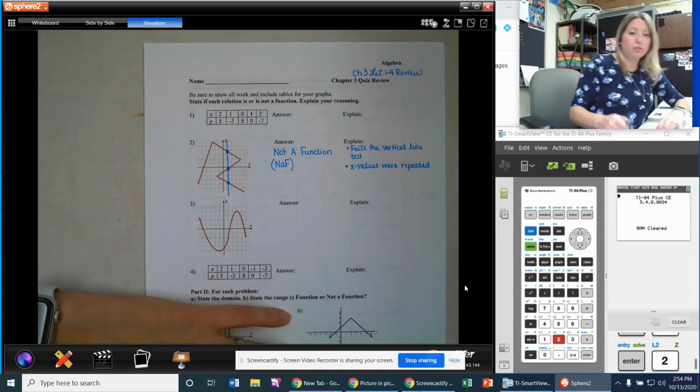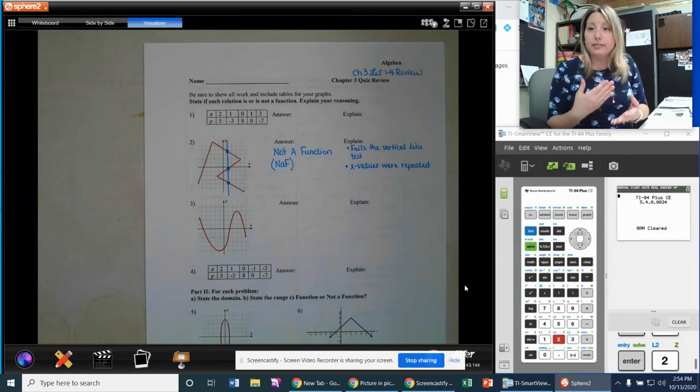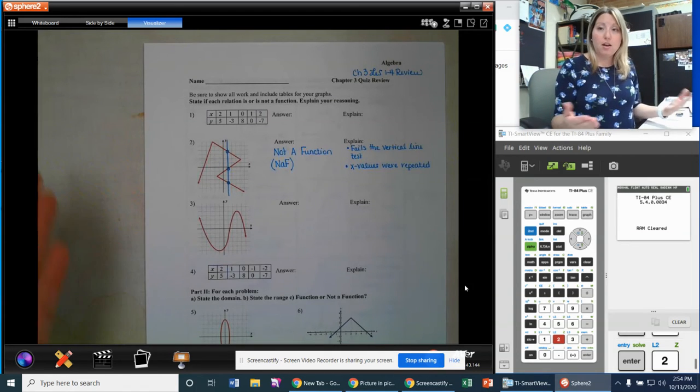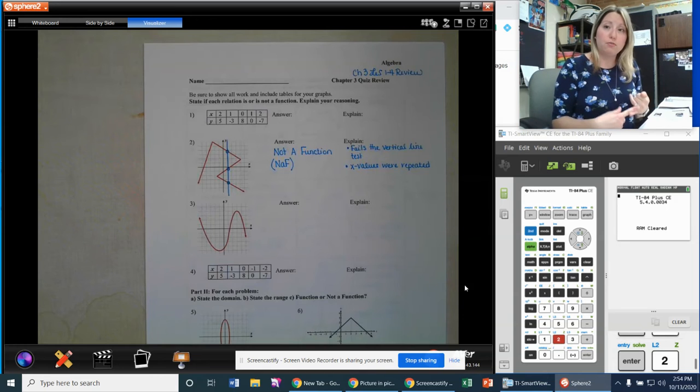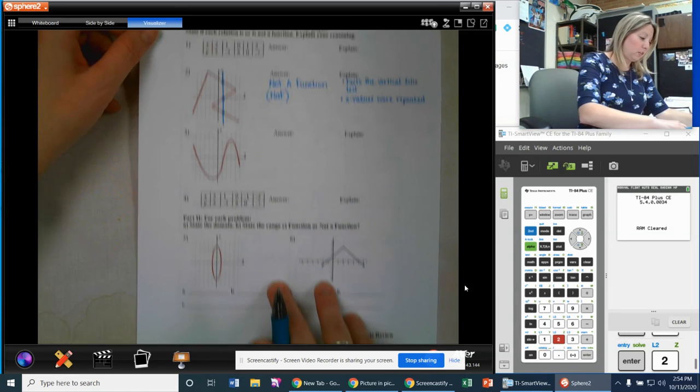For something to be a function, X values cannot be used more than once. And a vertical line is literally an X value used into infinity. So if you can draw a vertical line on a graph and it touches that particular graph in more than one spot, well, you've had an X value repeat. So we can either call that a failure of the vertical line test, or we can call that X values were repeated. Either way, this is not a function. You can use that toward the other ones, right?